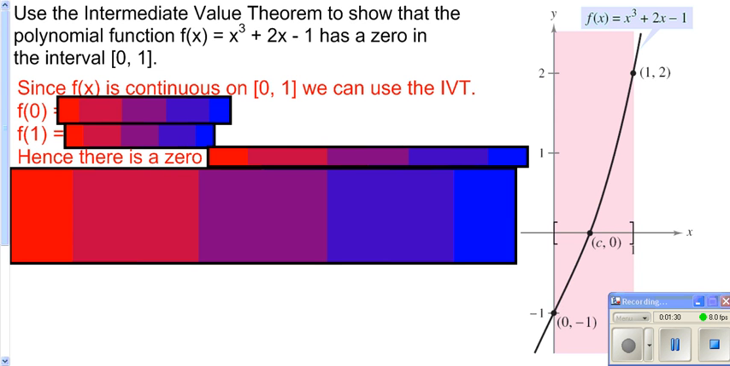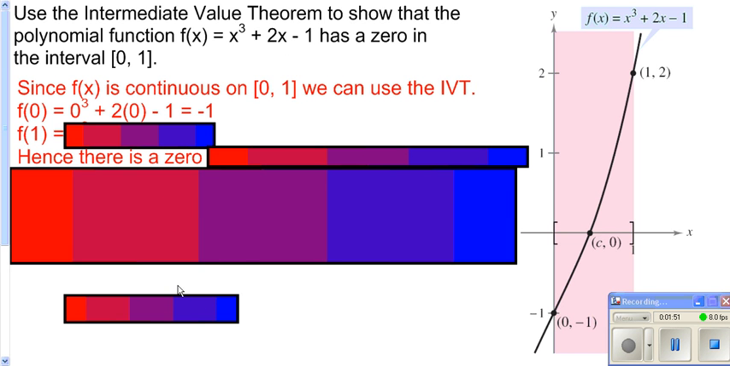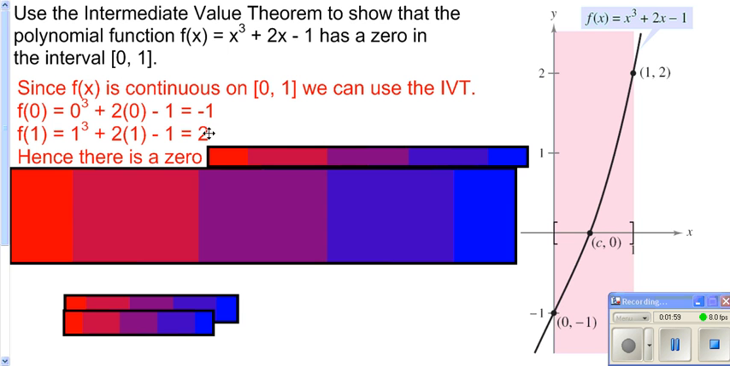So here we have a problem. You're asked to use the intermediate value theorem to show that you have a 0 between 0 and 1. Since we have a continuous function, we know we can use the intermediate value theorem, the IVT. First of all, we need to figure out what we get when we plug in 0 into our function. When we plug in 0, we get -1. Then we see what happens when you plug in 1. Plug in 1 and you get 2.